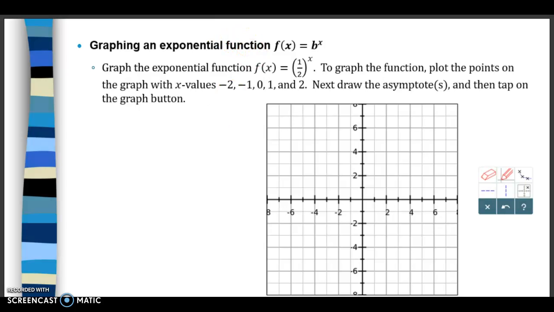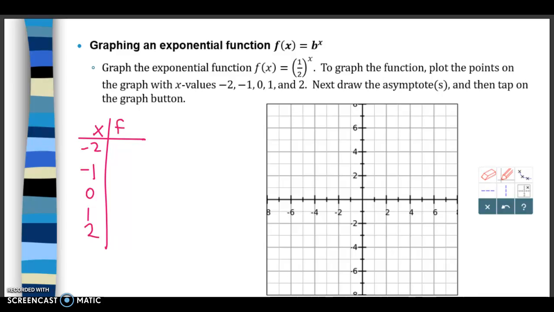So that's nice. Our x values we're going to plug in are -2, -1, 0, 1, and 2. Draw the asymptotes and then tap on the graph button. So that's what your topic will say.